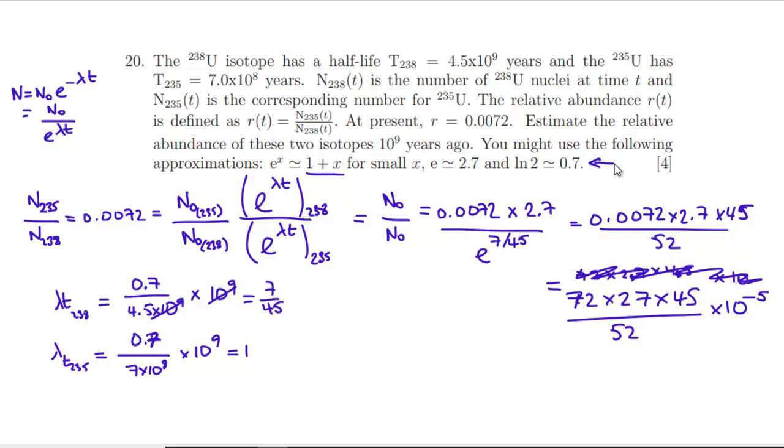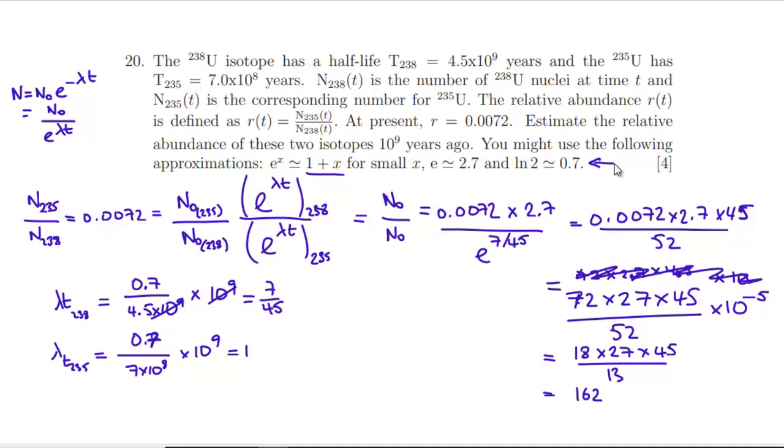Right, 72 and 52, 4s both go into those. So that's 18 over 13. 18 times 27 times 45 over 13. So that's sort of 2 there, 27 over 13. We don't have to get this too precise. So we're looking at about 2, so about 18 times 90. So 18 times 9 is 162.